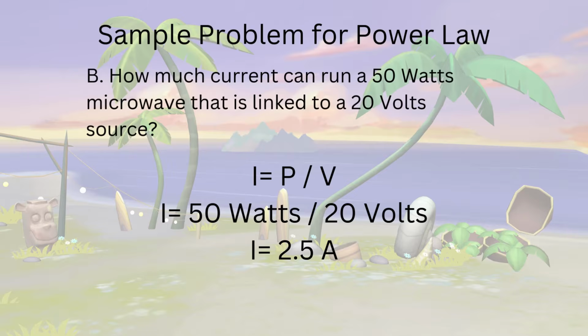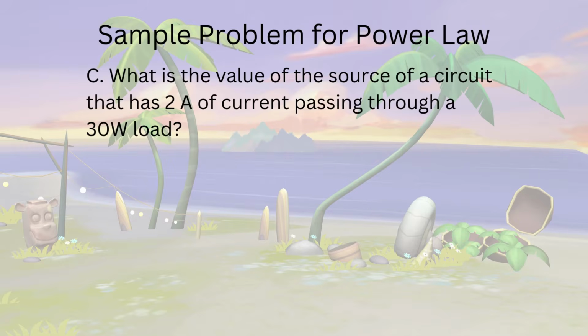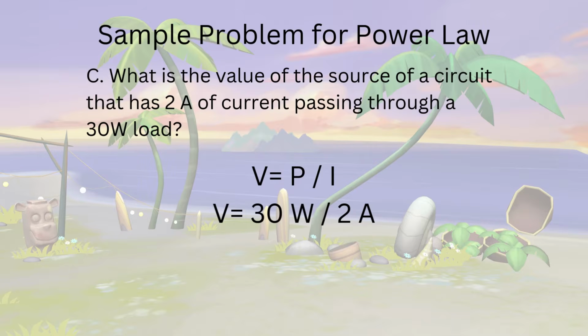Number 2. How much current can run a 50 watts microwave that is linked to a 20 volt source? I equals P divided by V. I equals 50 watts divided by 20 volts. I equals 2.5A. Number 3. What is the value of the source of a circuit that has 2A of current passing through a 30W load? V equals P divided by I. V equals 30 watts divided by 2 ampere. Voltage equals 15 volts.